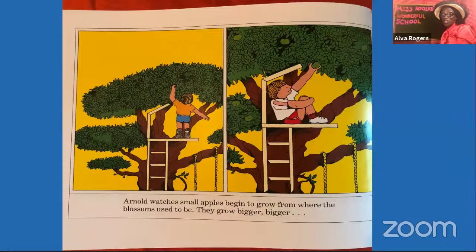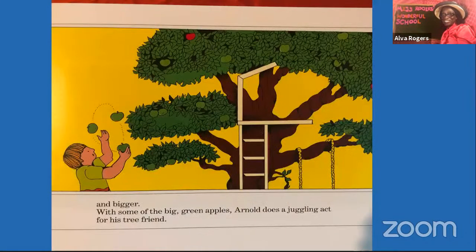Arnold watches small apples begin to grow from where the blossoms used to be. They grow bigger, bigger, and bigger. With some of the big green apples, Arnold does a juggling act for his tree friend.